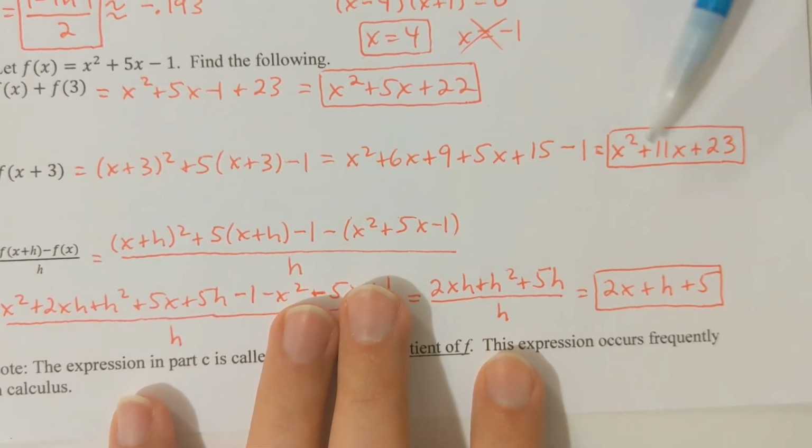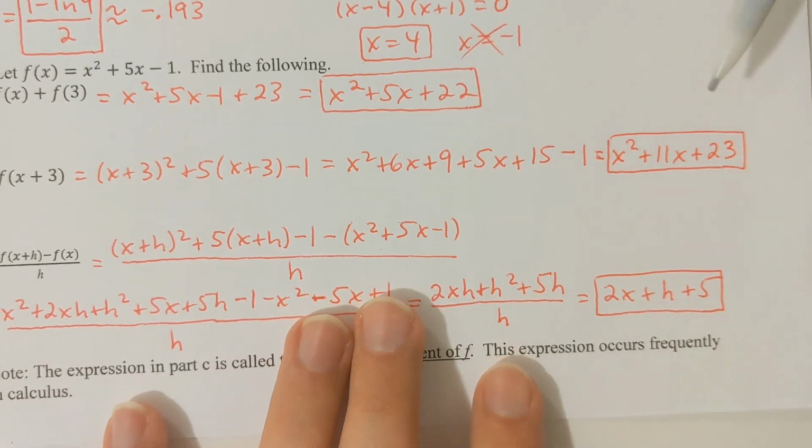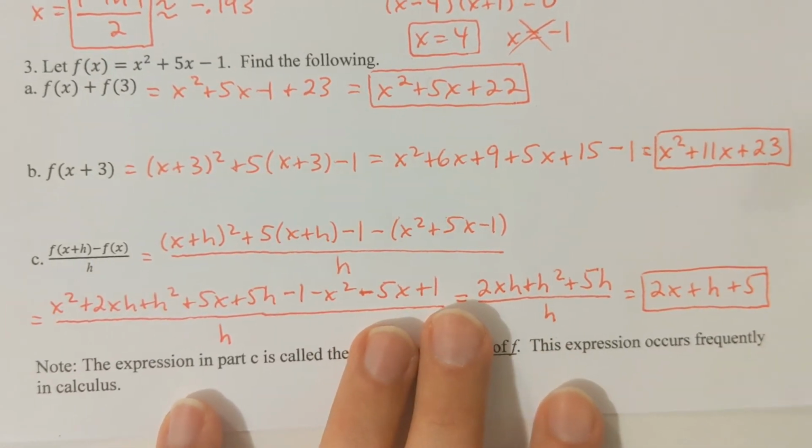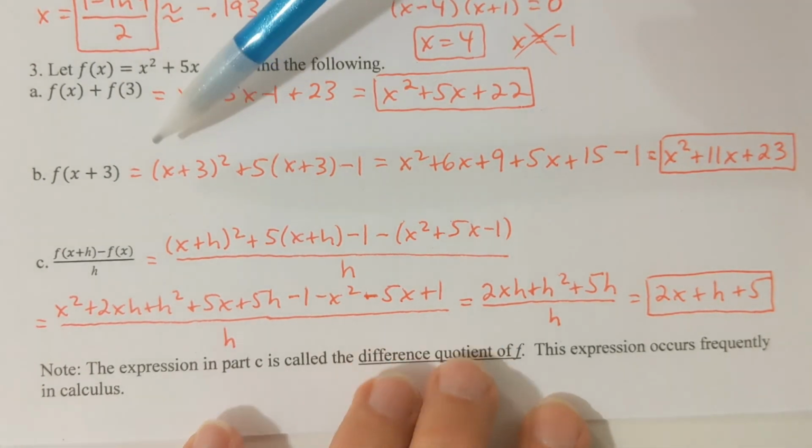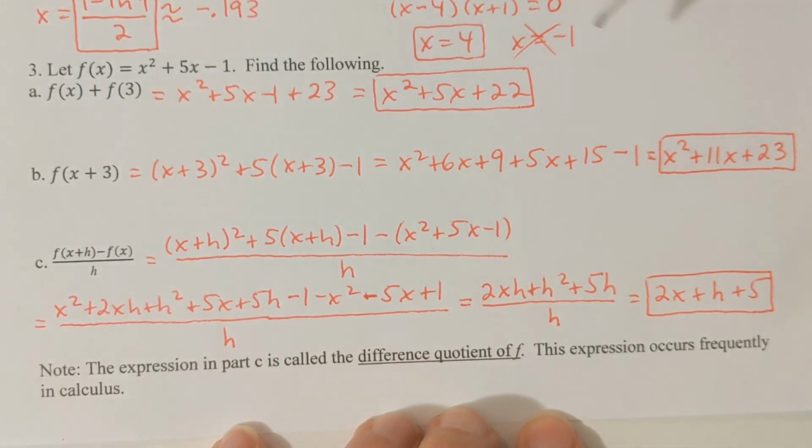Okay, now notice how these expressions are different. That should make sense. We're doing two different things. On one of them, we're just adding a number to the function, and on the other, wherever we see an x, we're replacing that with x plus 3.